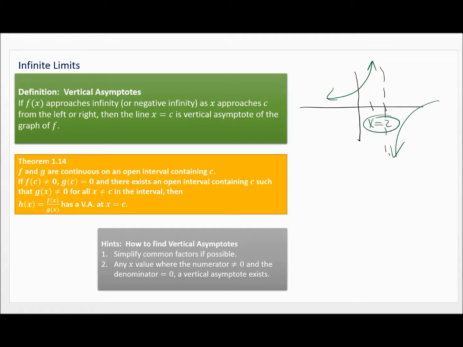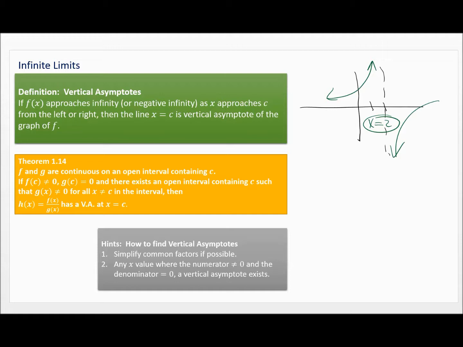But we finally have a formal definition. Before, we just knew that the graph went up to infinity and down to negative infinity. But now that we have the language of limits, it's a rigorous formal definition, because we know that the limit approaches infinity. Now we have a theorem, Theorem 1.14.